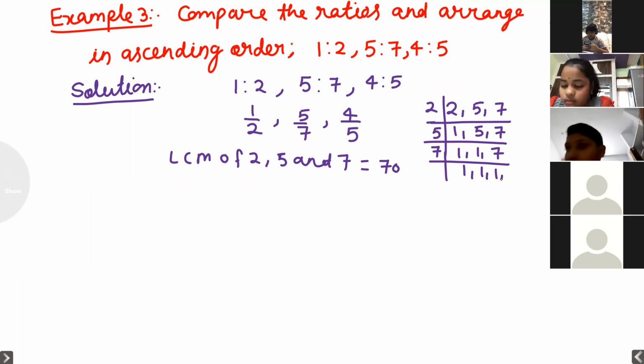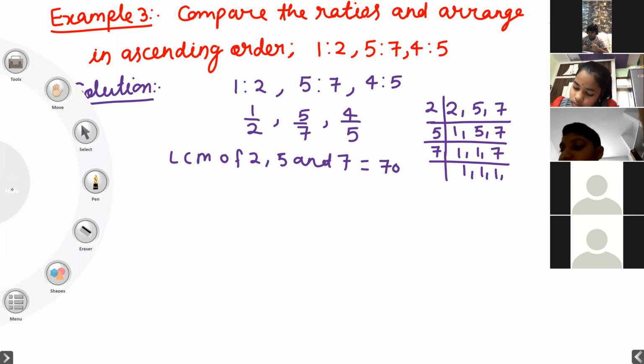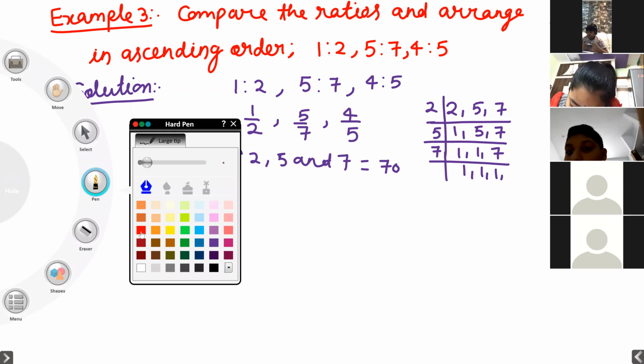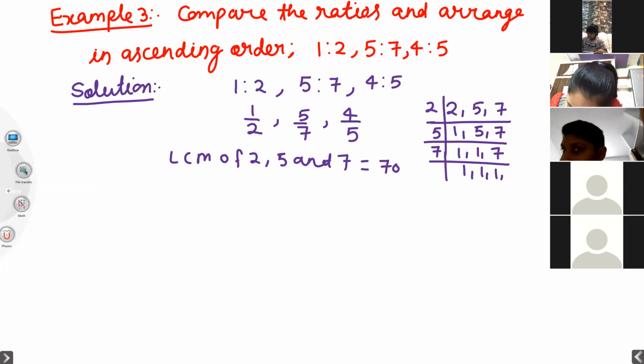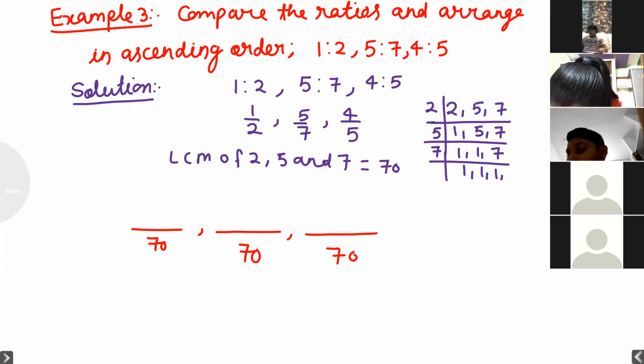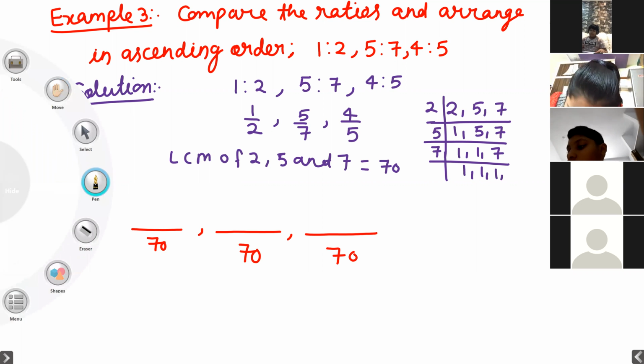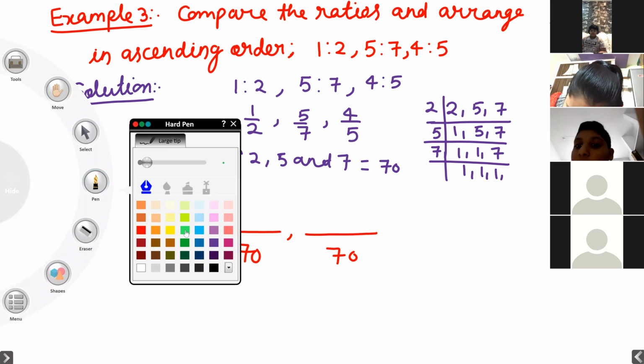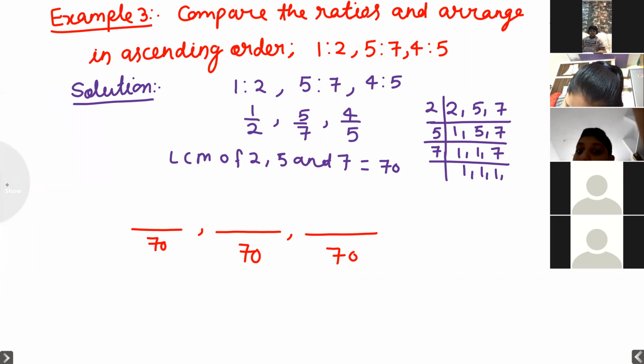How many fractions are there? There are 3 fractions. I will write divide by 70 in 3 places: divide by 70, comma, divide by 70, comma, divide by 70. Now I want to write the numerators. First numerator is 1, 1 into; second numerator is 5, 5 into; third numerator is 4, 4 into.